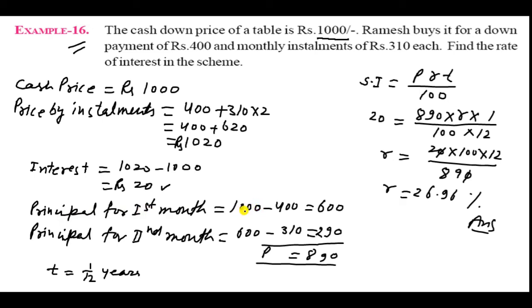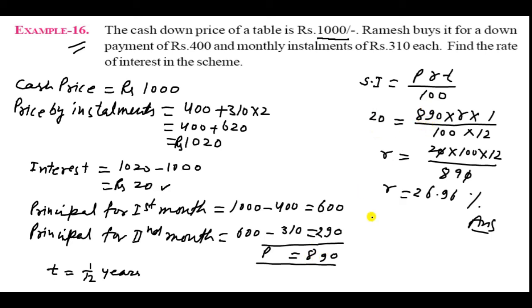Let us start this exercise question. Cash price is given as 1000 rupees, and the price by installments: 400 rupees was paid immediately, and 310 rupees, of which there will be 2 installments. Now it is multiplied by 2, it becomes 620, and 400, that becomes 1020 rupees. And what is the interest? So 1020 minus 1000, so this will be your interest.